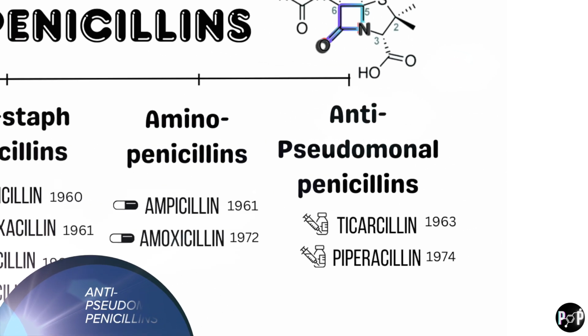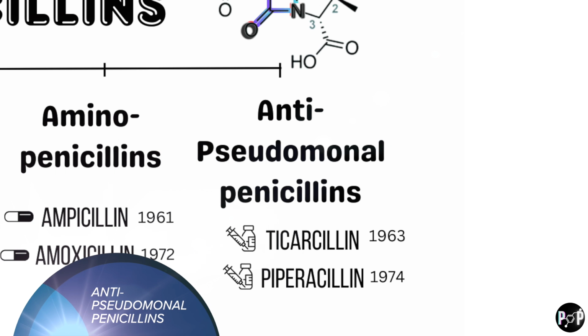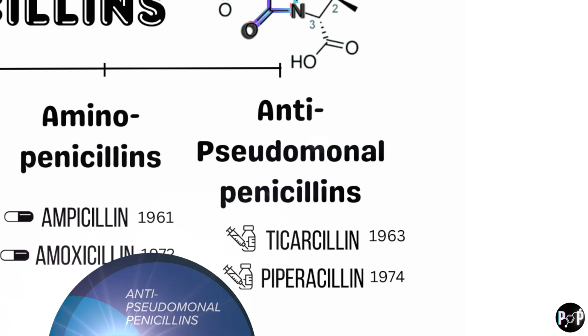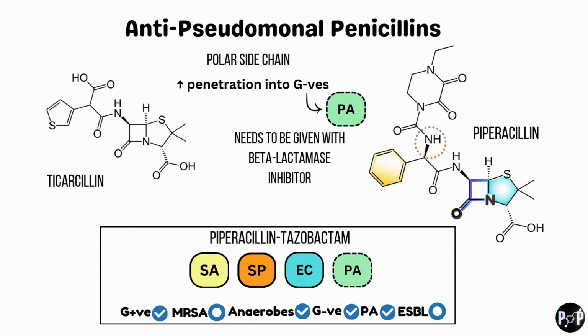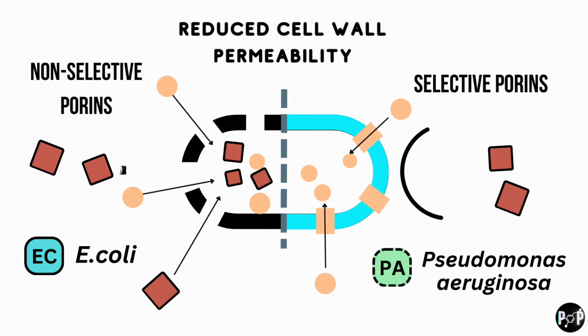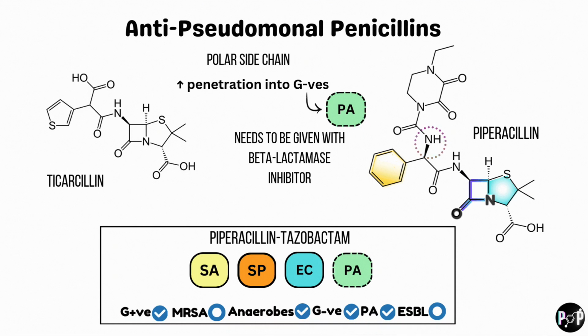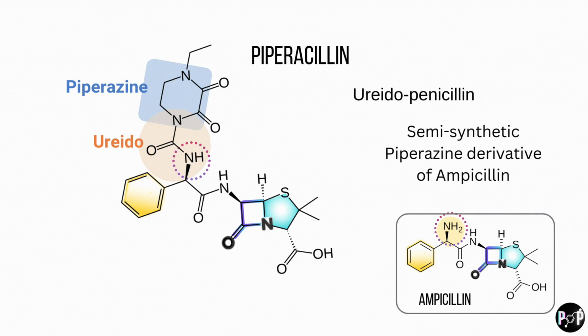So that leads us to the last group in the penicillins family, which is the Anti-Pseudomonal Penicillins. Ticarcillin came out first in 1963, and then piperacillin came out a decade later in 1974. And piperacillin is actually the last penicillin to have emerged, for now anyway. The two do have quite different side chains, and I couldn't find any information on specifically how they give them anti-pseudomonal activity, but it would seem they somehow enable them to be accepted by Pseudomonas porins. Piperacillin is more effective than ticarcillin for Pseudomonas, so I will mostly be referring to piperacillin in this video.